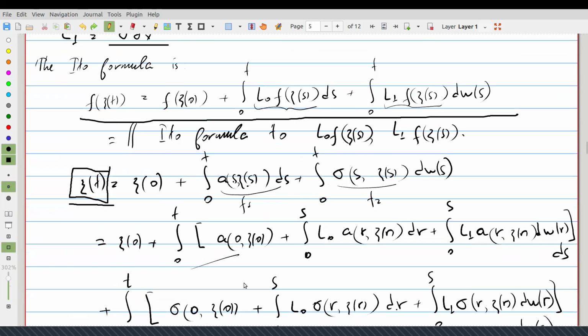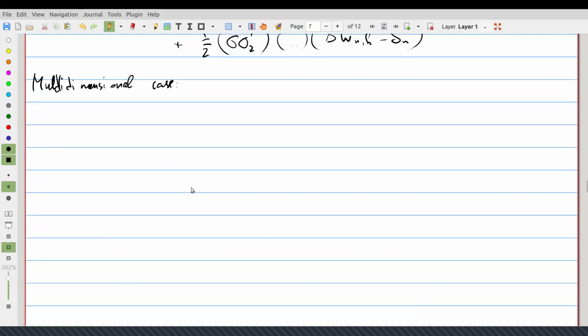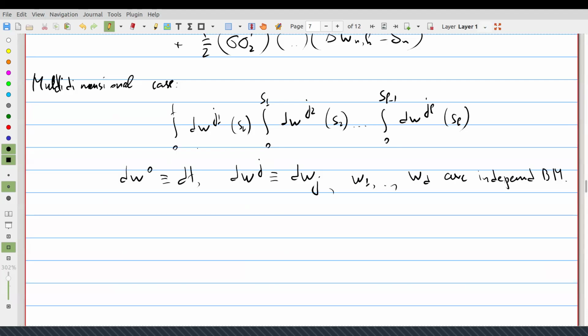But what is important, if you do this decomposition, instead of integrals of this form, you will actually get integrals of slightly different form. You will still get dw_j1(s1), integral from 0 to s1, dw_j2(s2), integral from 0 to s_{k-1}, dw_jk(sk), and again, if we have 0, it is just dt, but dw_j are going to be proper stochastic integrals, and in the multidimensional case we have independent Brownian motions. So you will have iterated integrals, but with respect to different Brownian motions, and no analytical expressions are known in general. And that's actually a big problem.